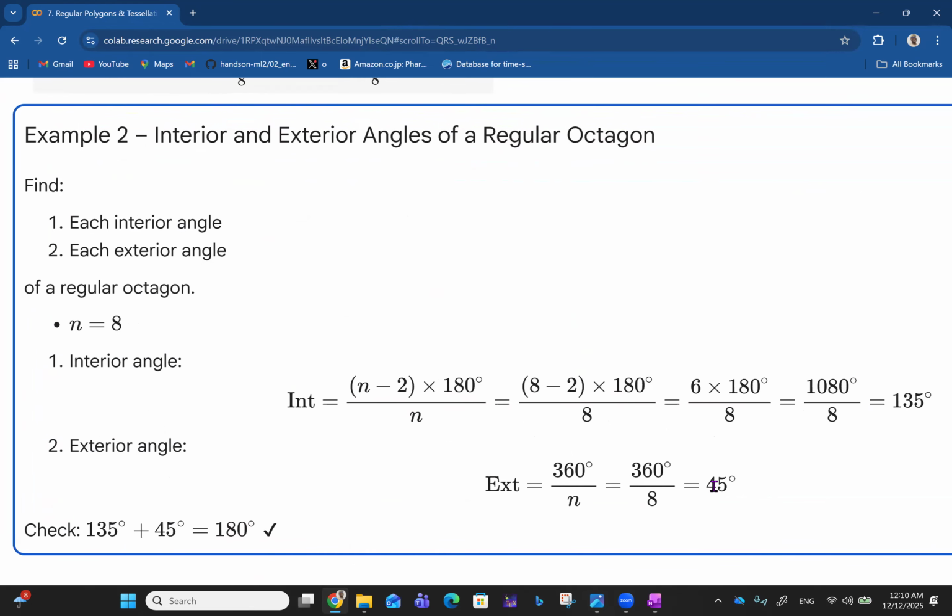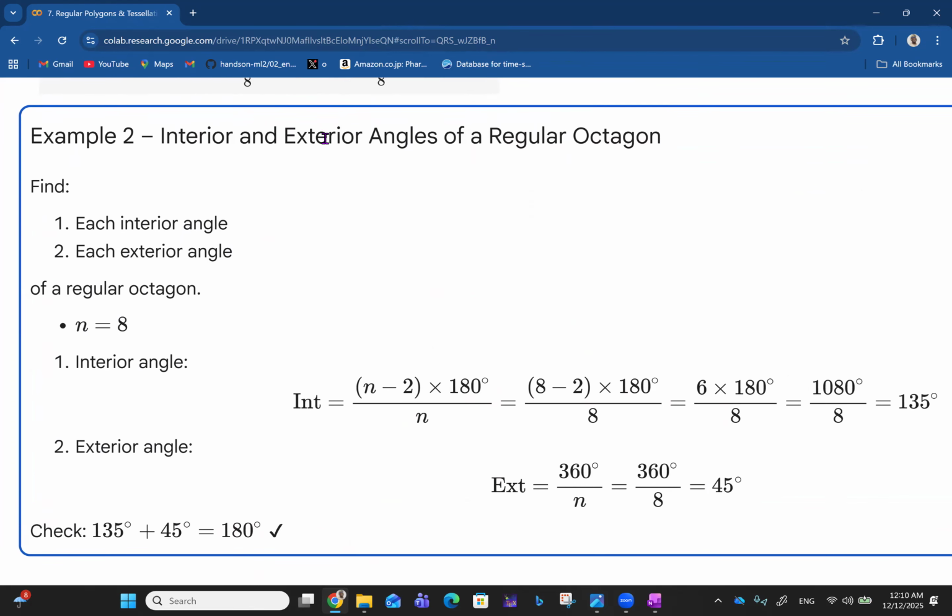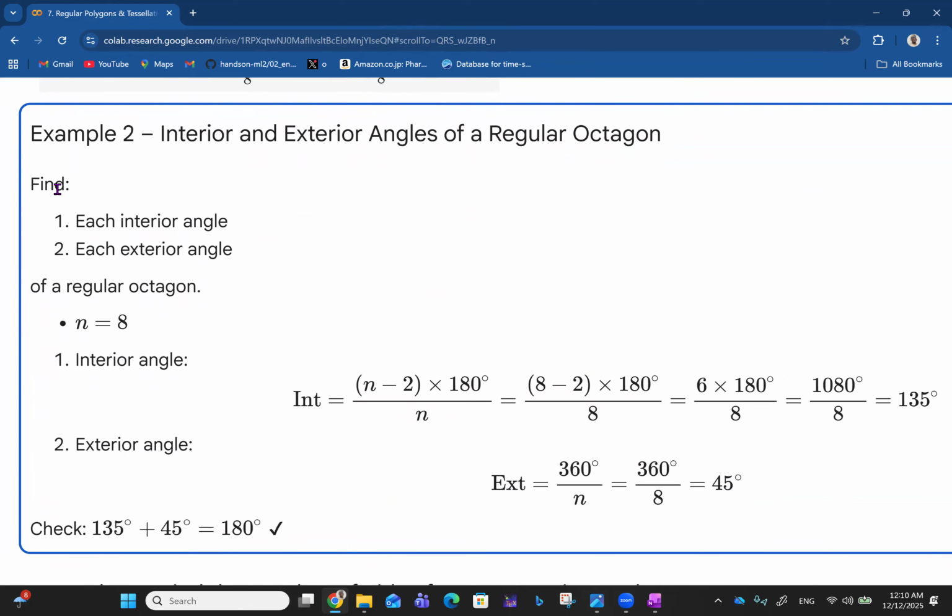Okay. So for example 2, we have the interior and exterior angles of a regular octagon. An octagon is an eight-sided polygon, just like we saw up there. We need to find each interior angle and each exterior angle for a regular octagon. N is 8. So each interior angle is simply (n minus 2) times 180 degrees over n. That's (8 minus 2) times 180 over 8. That's 6 times 180 degrees over 8, so that's 1080 divided by 8. That's 135 degrees. That's each interior angle.